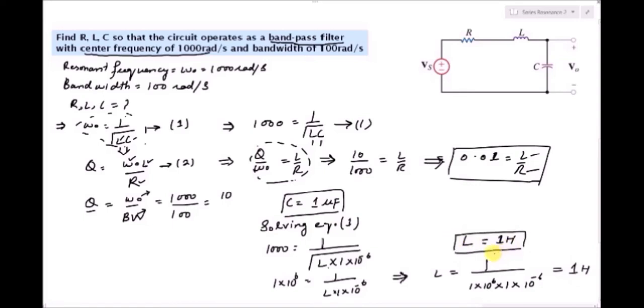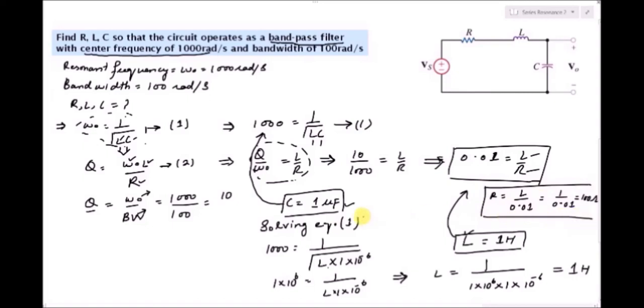Now I have found the values of inductance and capacitance. What I have done is assume the value of capacitance 1 microfarad, and from there I used equation number 1 to calculate the value of inductance, which came out to be 1 Henry. Now using this inductance value in the second equation, R is equal to L over 0.01, which is equal to 1 over 0.01, which is equal to 100 ohm.